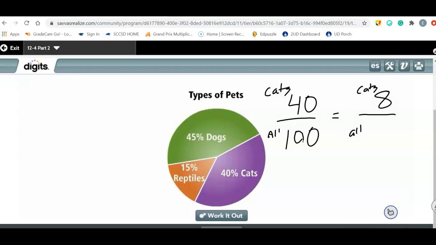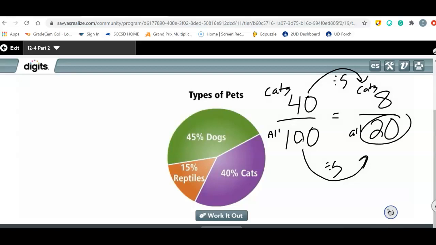How do we get from 40 cats to 8 cats? Divide by 5. So what are we going to do to 100? Divide by 5. You get 20 people surveyed.